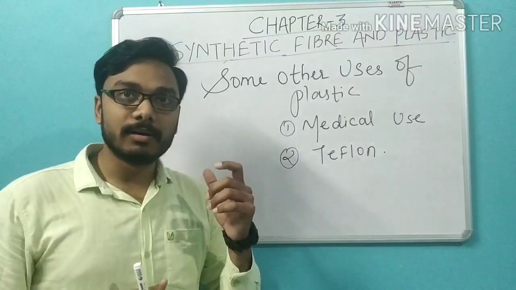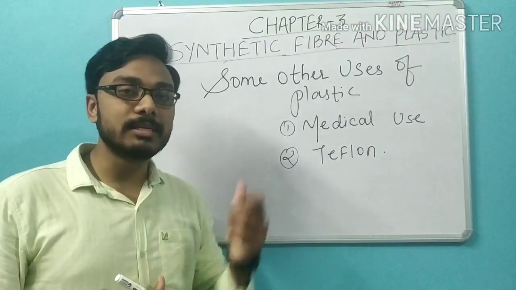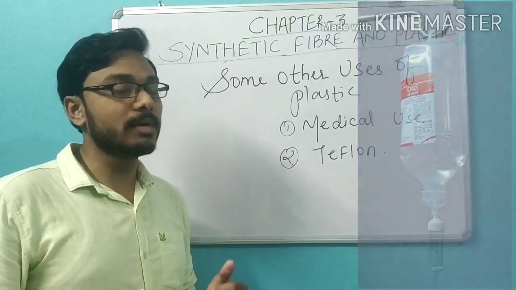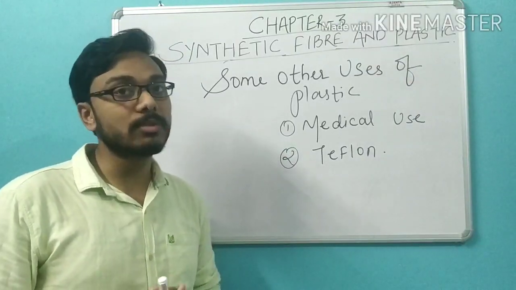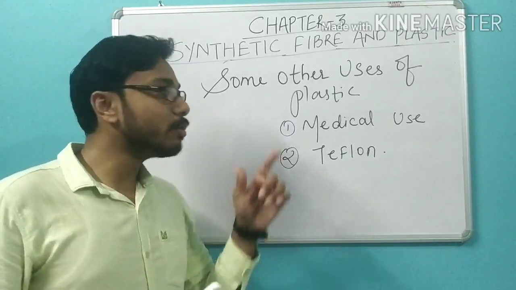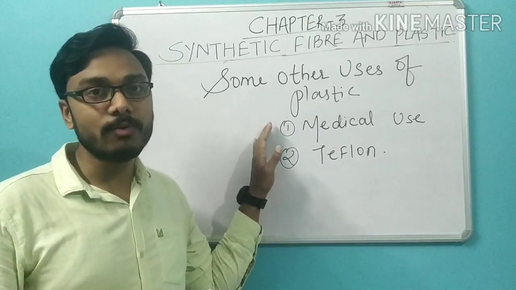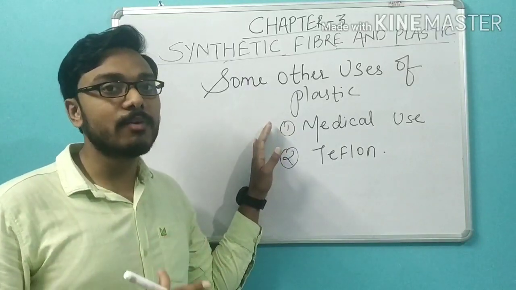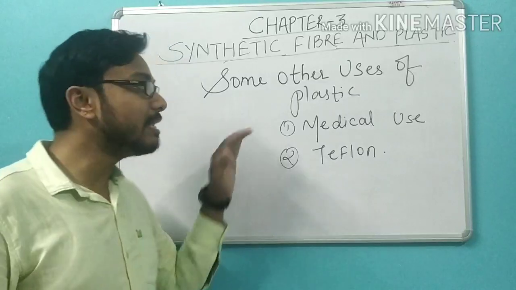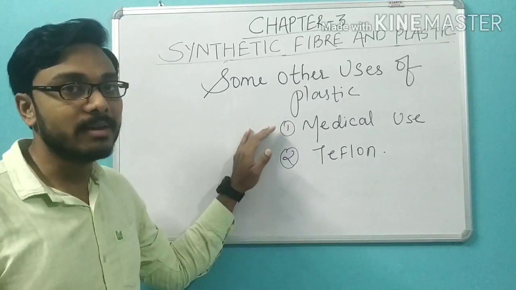And the saline water bottles, the pipes, and the different varieties of medical products are made of plastic because of its non-reactiveness towards any chemical substance. So it is a very good alternative to substitute for glass or any wooden product with plastic. So it is widely used in the medical industry.